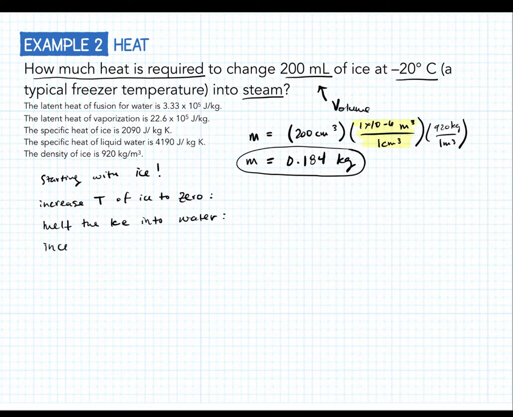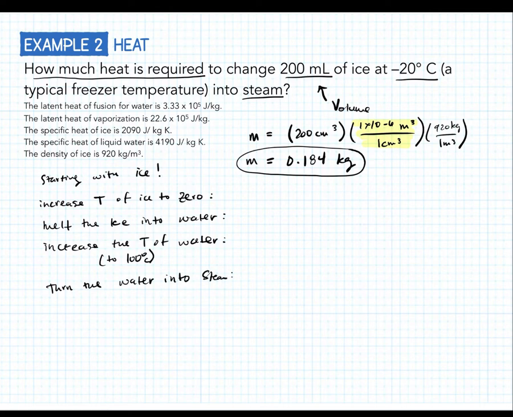But does water just boil when it's at 0 degrees? Nope. You use MC delta T again. You heat it to 100 degrees. And then you have to use another ML to get it to change phase from water to steam. So there should be 4 Qs, and the total heat you need is the sum of all 4 Qs.